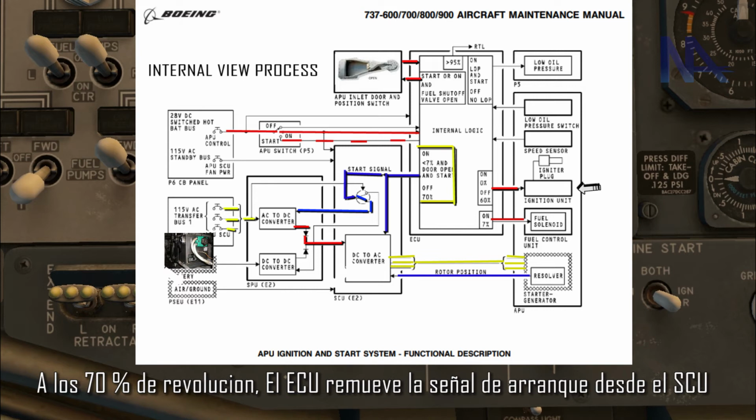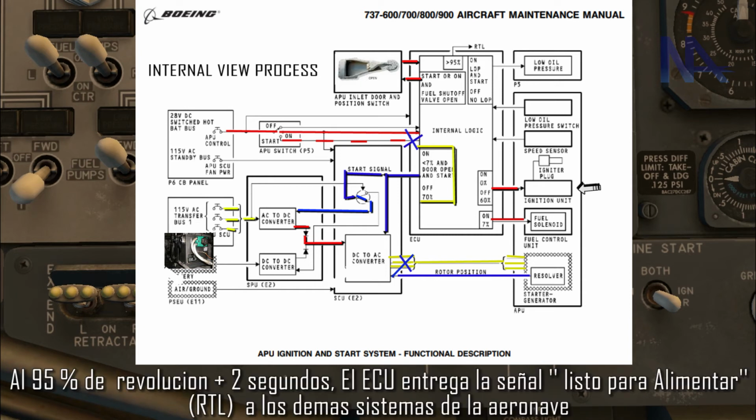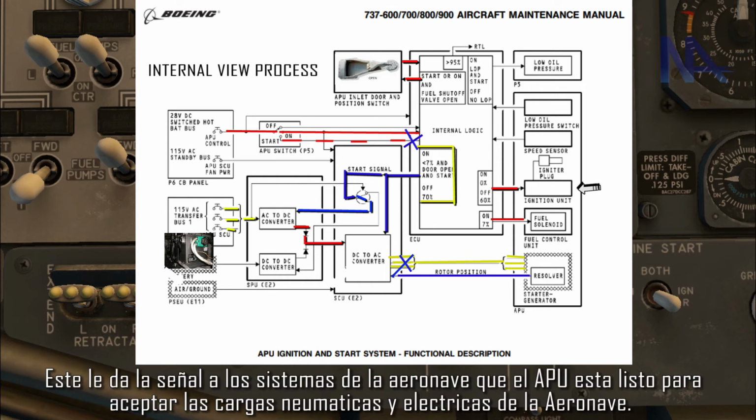At 70% speed, the ECU removes the start signal from the SCU. The SCU removes the start signal from the SPU, AC to DC, and DC to DC converters. This de-energizes the starter generator. At 95% speed plus 2 seconds, the ECU gives the ready to load, RTL, signal to other airplane systems. This signals the airplane systems that the APU is ready to accept pneumatic and electrical loads.